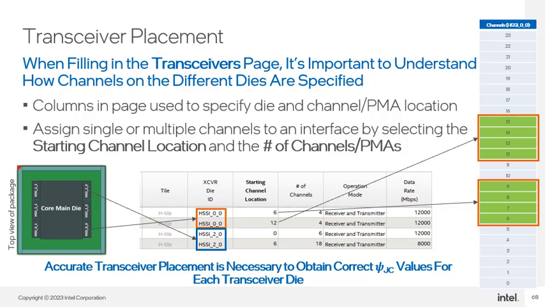The diagram on the left illustrates the placement and naming of the transceiver dies around the core die in a typical device. Once you've selected a die, specify the number of channels or PMAs used by each interface along with the starting channel location. An example of channel numbering for a particular die is shown on the right. The channels used for each interface on a particular die cannot overlap. Set the number of channels and starting channel location appropriately to avoid overlap.